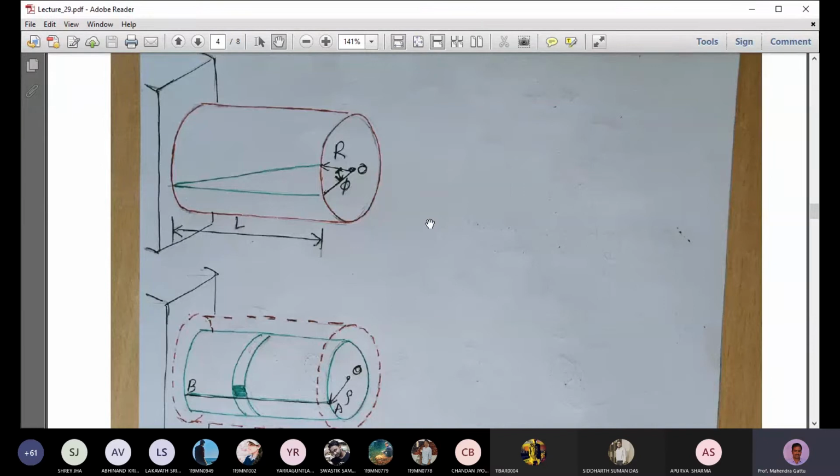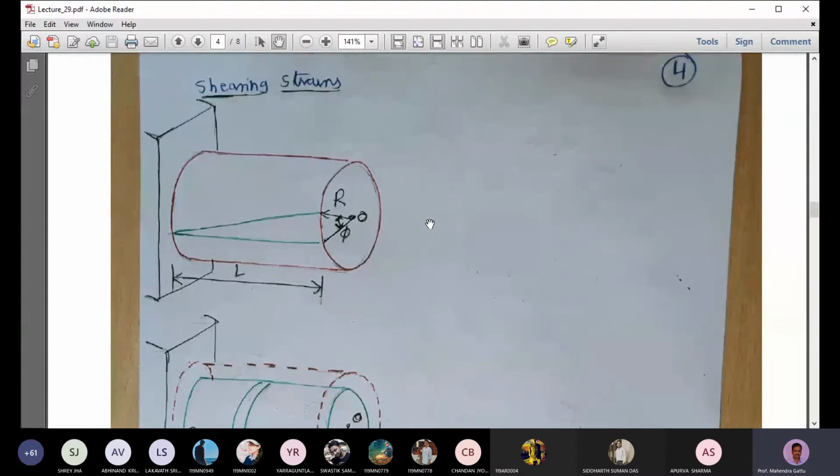Okay, so let's look at the shearing strains which are produced. We have our initial line. We can focus on a single line on the outer surface, and after twisting, the line will take this shape. These two points will subtend an angle of phi at the center. So phi is the angle of twist. The outer radius of this circle is capital R.